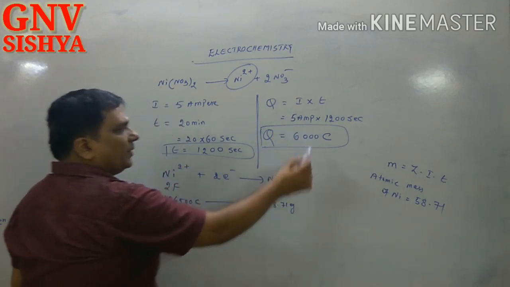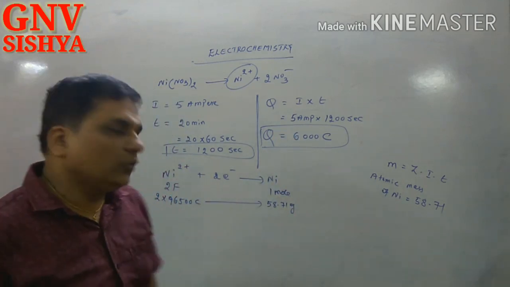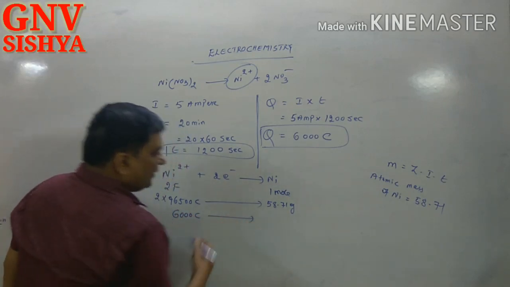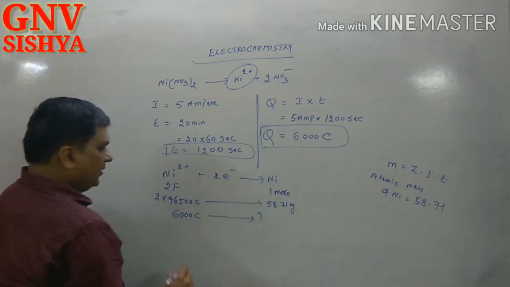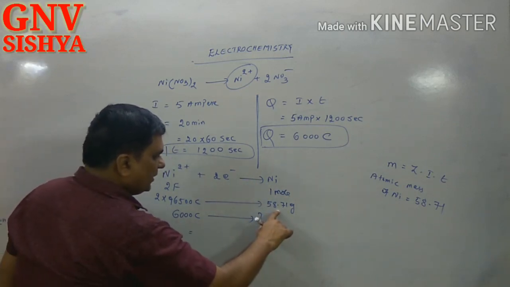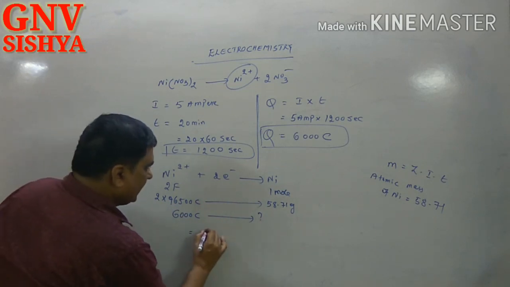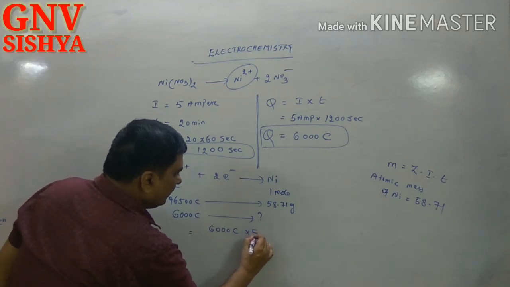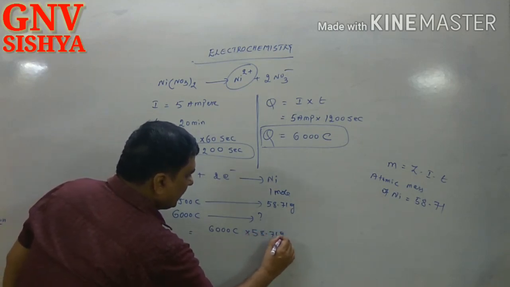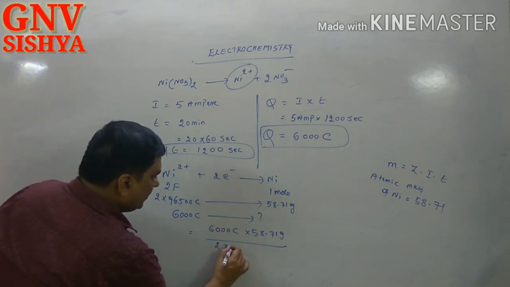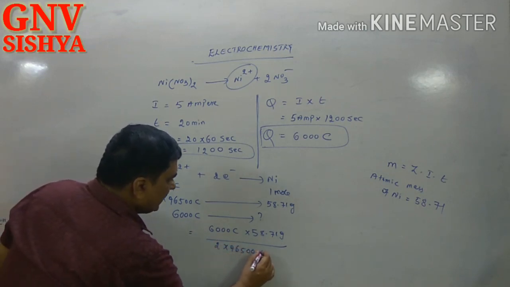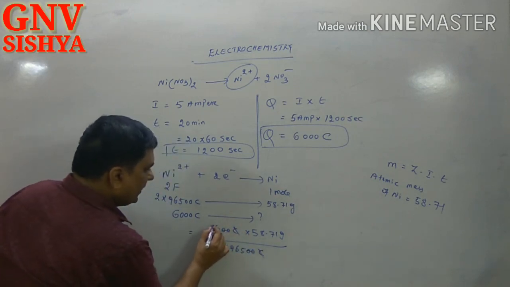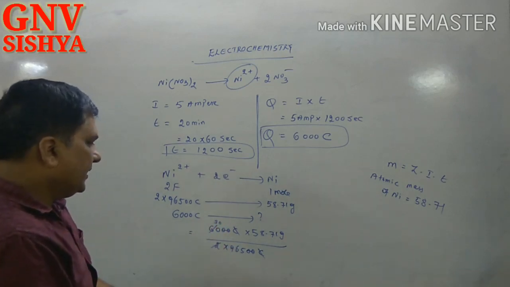How much coulomb we are passing through the solution? 6,000 coulomb. Therefore, 6,000 coulomb will deposit how much? What is the answer? 6,000 into 58.71 gram divided by 2 into 96,500 coulomb. Coulomb gets cancelled. 2 into 96,500 is 193,000; 6,000 divided by that, 2 how many times? 30 times.